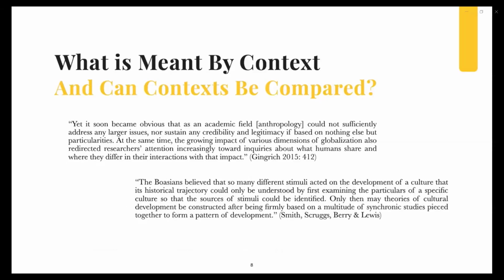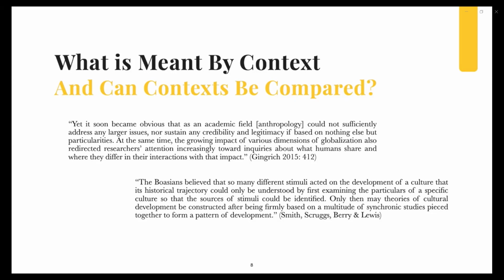And you would have seen from the Gingrich reading, I hope, that while social anthropology in particular rejected this grand narrative of humankind story, in part because of the thinking, like the works of Boas and other particularists. But to quote Gingrich, yet it soon became obvious that as an academic field, anthropology could not sufficiently address any larger issues, nor sustain any credibility and legitimacy if based on nothing else but particularities. At the same time, the growing impact of various dimensions of globalization also redirected researchers' attention increasingly towards inquiries about what humans share and where they differ in their interactions with that impact.